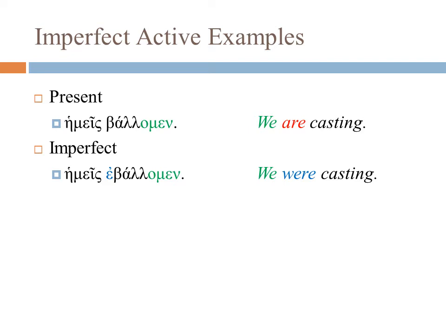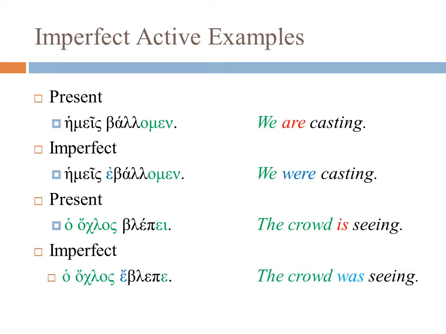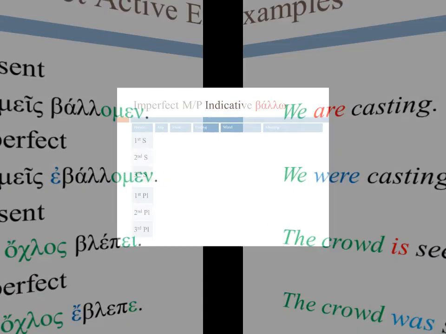But still, we want to have the continuous. Present, ho ochlos blepei. The crowd is seeing. Imperfect is ho ochlos eblepe. The crowd was seeing.